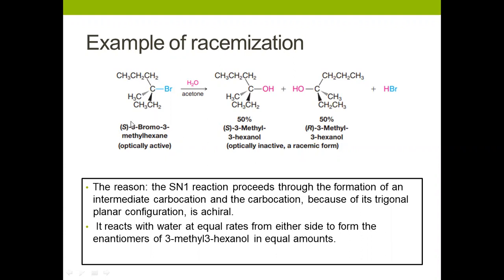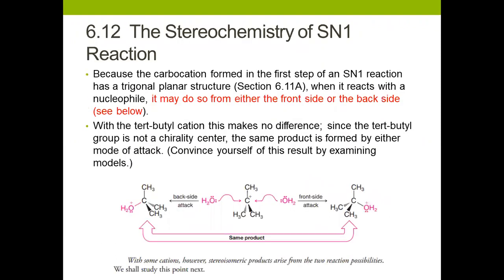One will retain the configuration, like S from the initial reactant, so the product can have S, but it can also produce the other configuration, let's say R. So the SN1 reaction proceeds through the formation of an intermediate carbocation, and because it is a trigonal carbocation, it's achiral, and it can react with water at equal rates from either side to form two different stereoisomeric products. Okay.